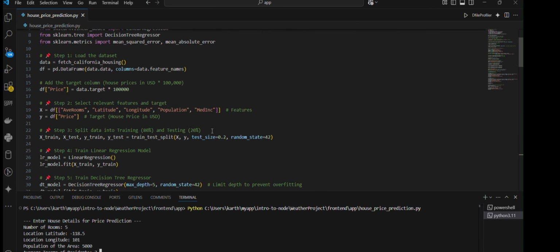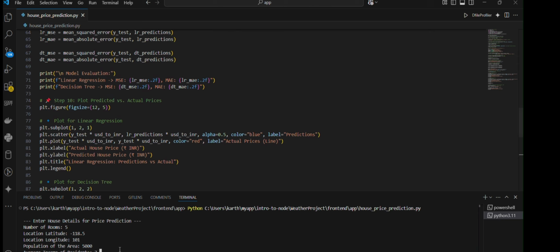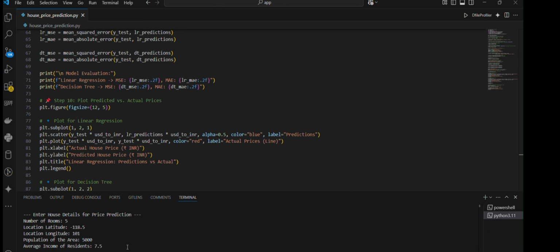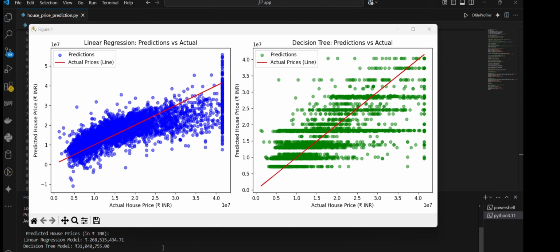Here is our code, and next we will take the output. We will take the room numbers as 5, and latitude of 118, and longitude of 101, and the population of the area we will take as 5,000, and average income of the residents we will take as 7.5. And here we run the code, and it gives two graphs.